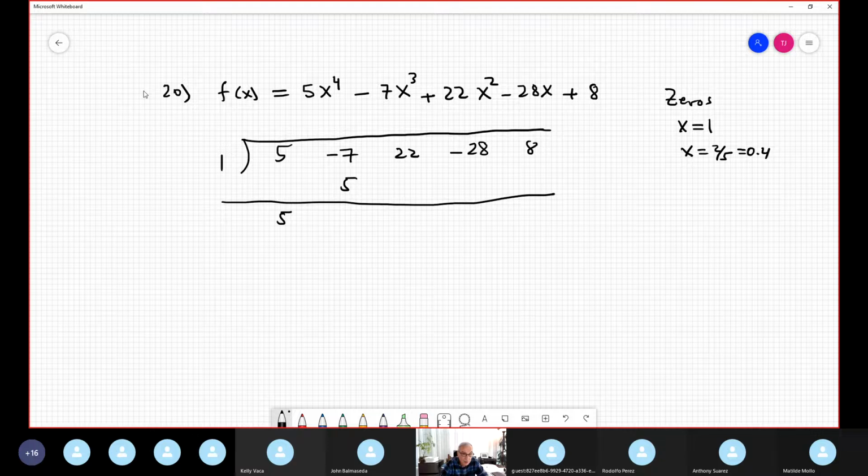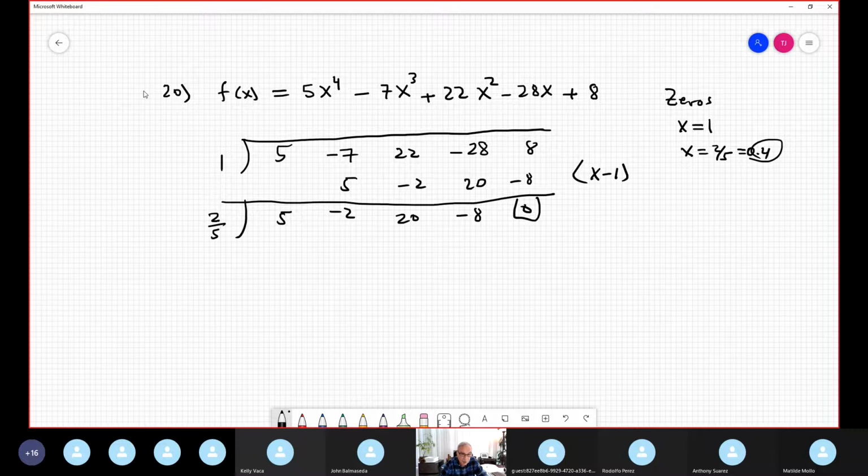Is 5, and negative 2 is negative 2, is 20. 20 times 1 is 20. This is minus 8, times 1 is negative 8, 0 remainder. Therefore, I investigate the factor x minus 1 belongs to the polynomial. And the other zero is 0.4, so I propose you put it like a fraction like that.